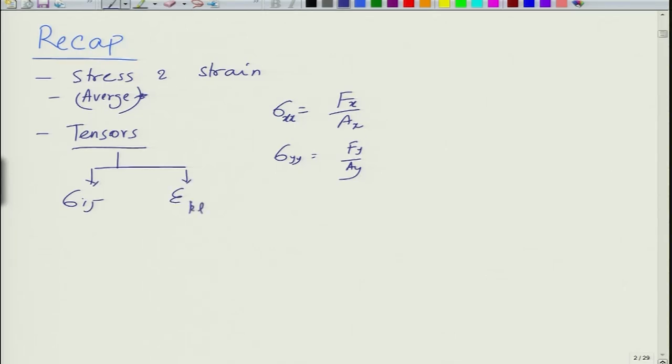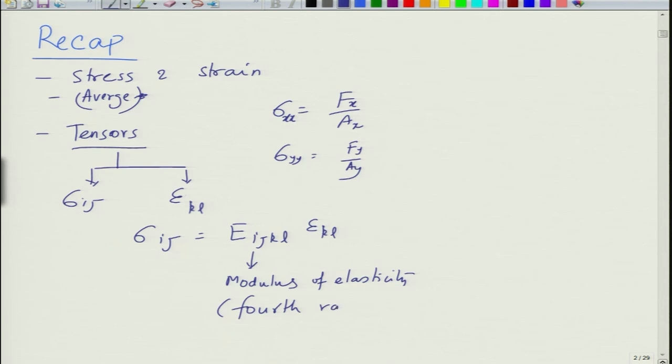Strain can be represented by epsilon ij, and these two are related to each other by a quantity called Eijkl, where this E is nothing but the modulus of elasticity, which is a fourth rank tensor. And by symmetry, sigma ij is equal to sigma ji when j is not equal to i. Similarly, epsilon ij is equal to epsilon ji when j is not equal to i. This is essential to avoid instabilities in the system, otherwise the system will become unstable.